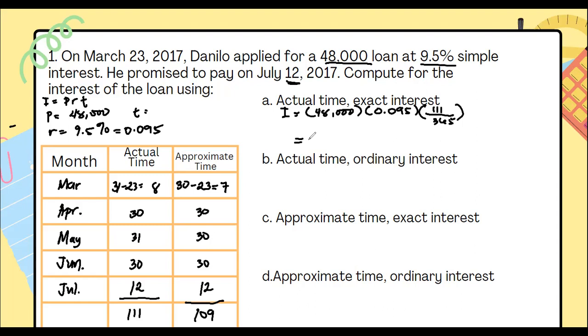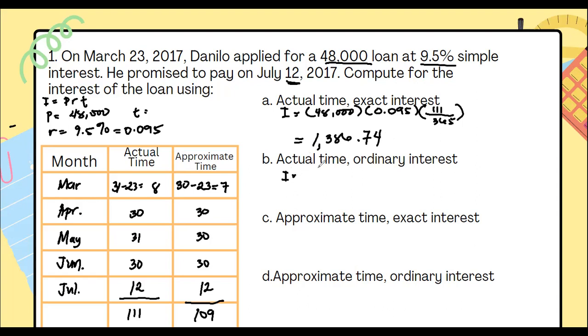So, the answer here is 1,386.74. So, dito, pwede na tayong mag-round off kahit 2 decimal places. Okay? But if your teacher ay ang hinahanap is 3 decimal places or 4 decimal places. But for me, okay na yung 2 decimal places na lang. Okay? So, be careful lang sa pag-round off. Okay? Next, let's proceed with actual time, ordinary interest.